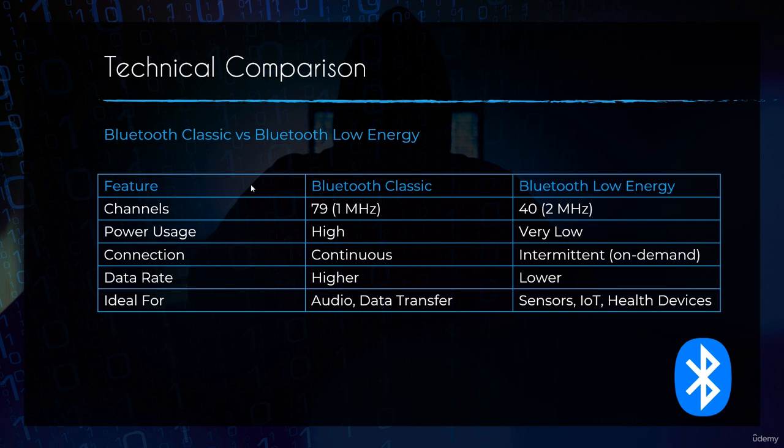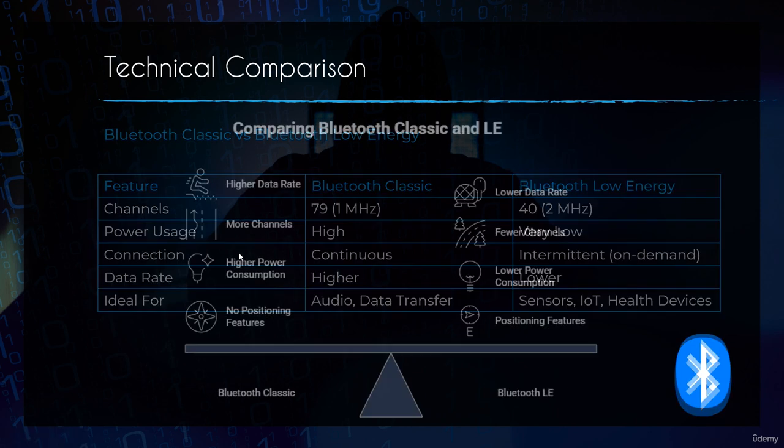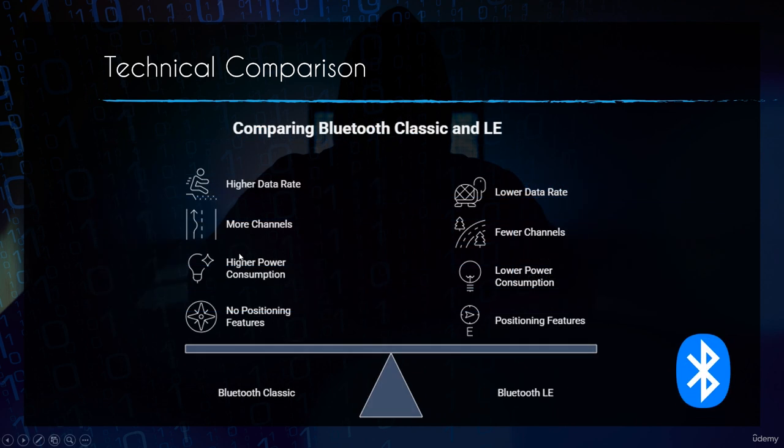Because there is not a continuous connection, if the sensor wants to send data, it will send data, and again it will become idle. That's why the data rate is very low. Nowadays both protocols come in devices. If you see any phone or other devices, it supports both protocols, Bluetooth Classic and BLE.